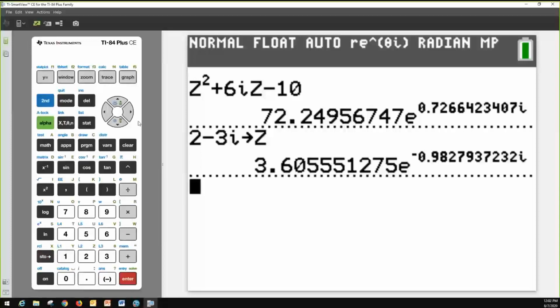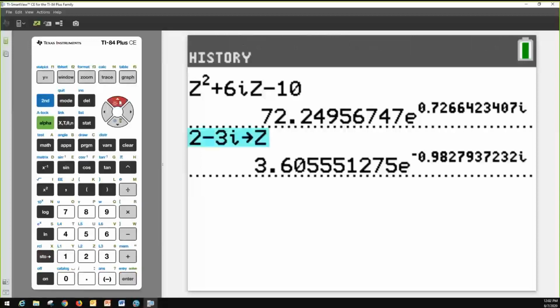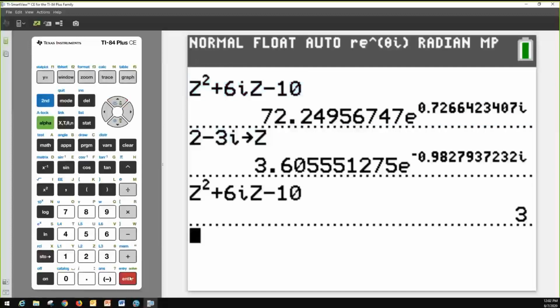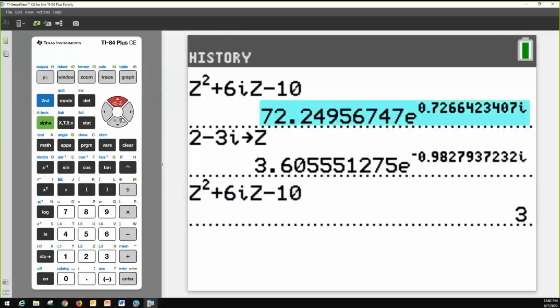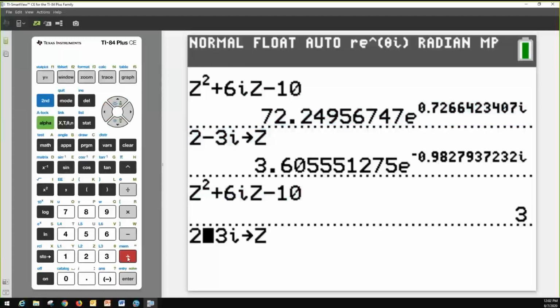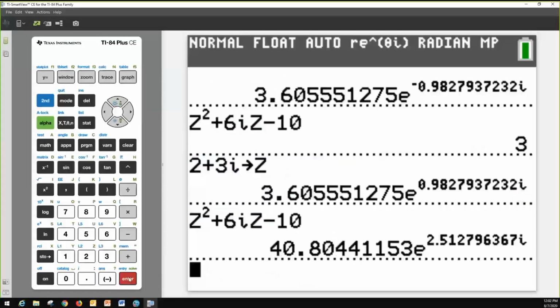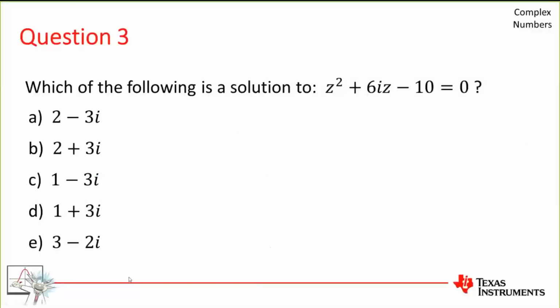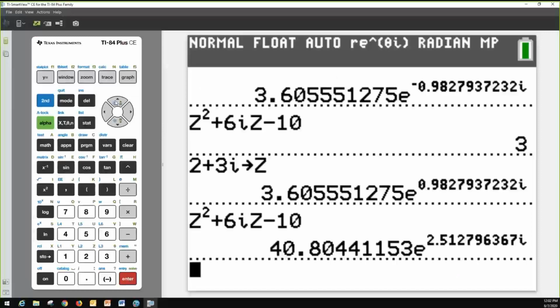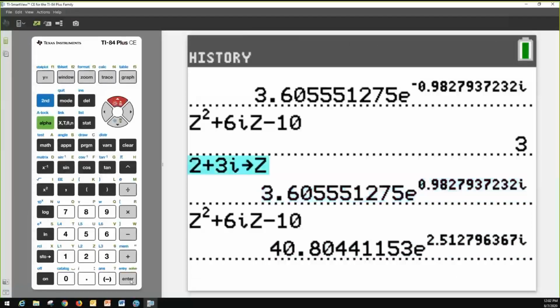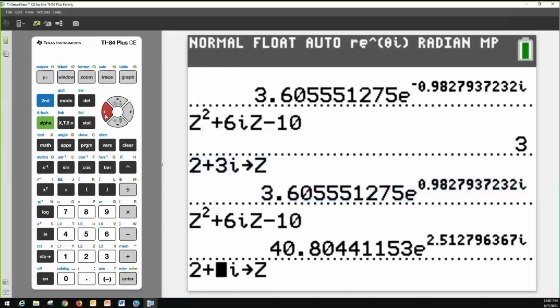Now all I need to do is go back and get the original question. It says the answer is 3, which is not much use because I need an answer of 0. And now I don't have to retype everything again. Oops, too far. Option B is the same as this, but with a plus sign. So now I can go back and check. Still not getting a 0. What other options do we have? 1 minus 3i, 1 plus 3i. So I'll go back up to here. And we'll type in 1 minus 3i.